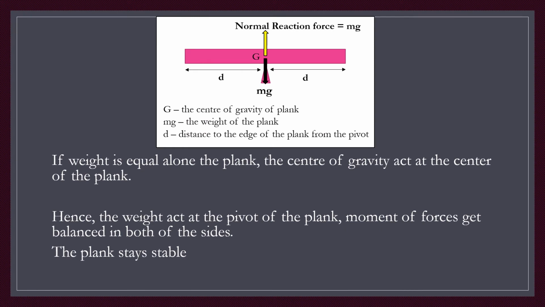Now students, look at this plank which is fixed with a pivot at the center of gravity. If the weight of this plank is equal along its length, the center of gravity acts at the center of the plank, right? Therefore, the weight acts at the pivot of the plank. The moment forces get balanced on both sides. Therefore, the plank stays stable, as well as a normal reaction in the upward direction also acting from the pivot of the plank.